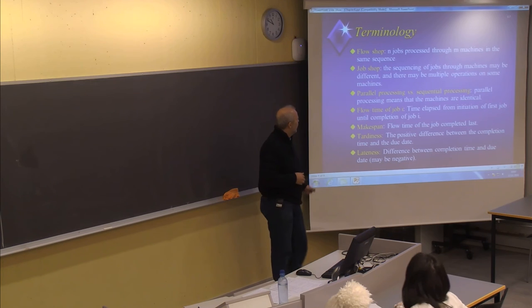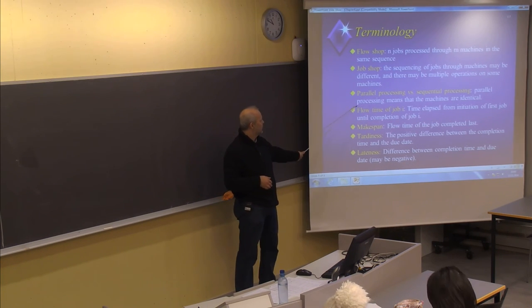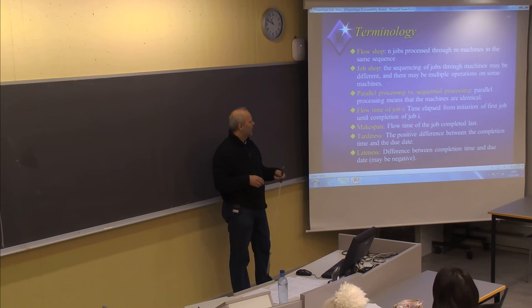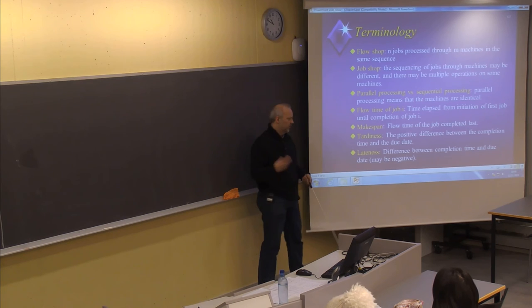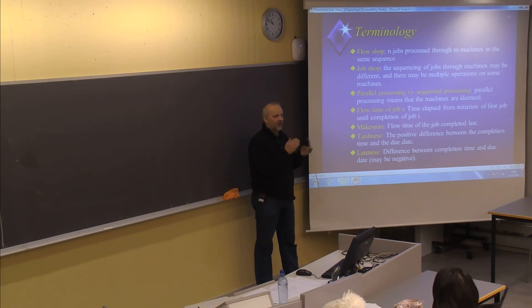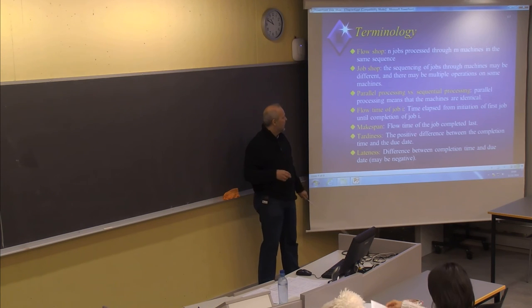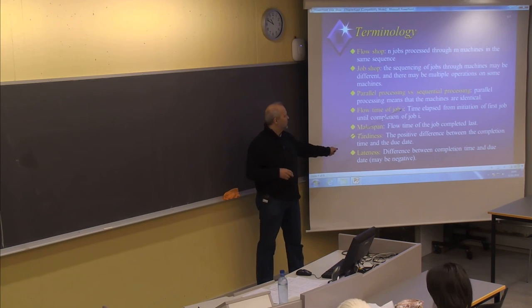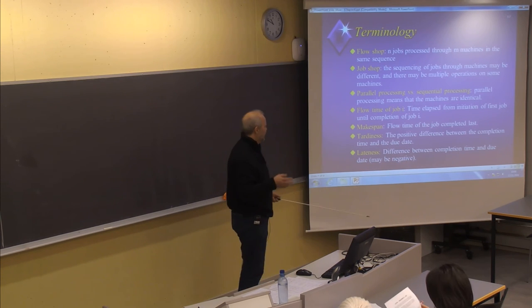We define the flow time of one particular job as the time from when we initiate the first job in the plan, which might be today. If you start today to make a plan which starts today, then the flow time of one job is the number of days or number of hours before this job is finished.